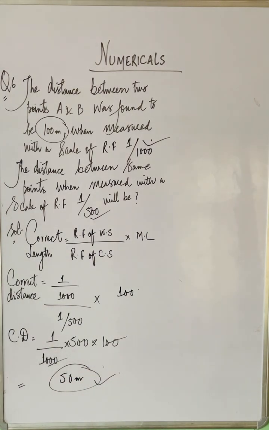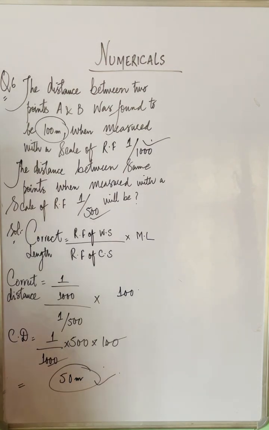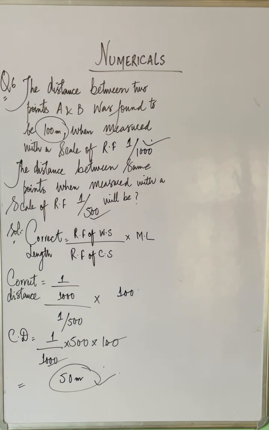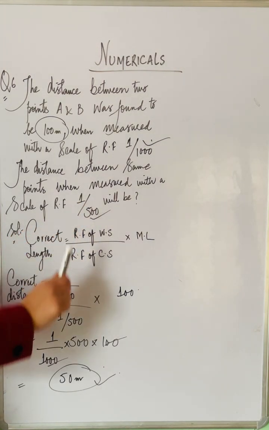Right? So this was the question. Distance came equivalent to 50 meters. The distance between 2 points was found to be 100 meters, but it was measured with a wrong scale, with the wrong representative fraction of 1 by 1000, and we had to measure it correctly with a new representative fraction 1 by 500.